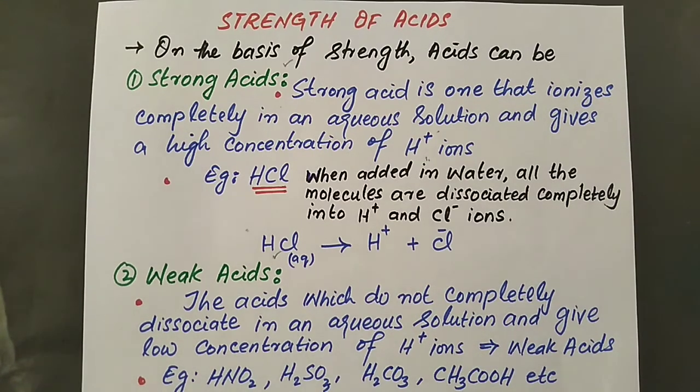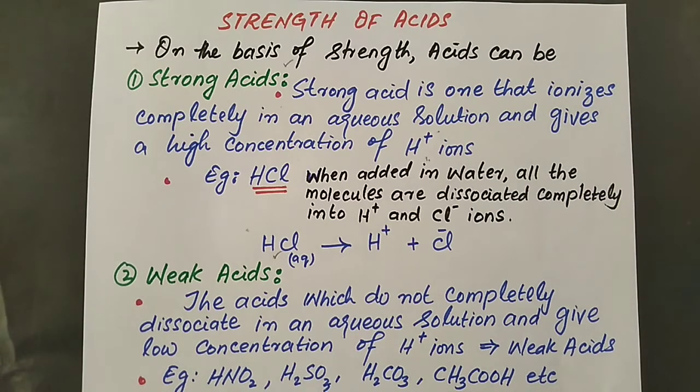For example, let's consider that we are going to add 100 molecules of an acid into the water. Out of those 100, approximately 90 to 95% of the acid molecules dissociate into ions. Such acids will be called strong acids.